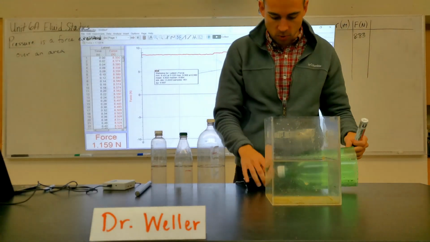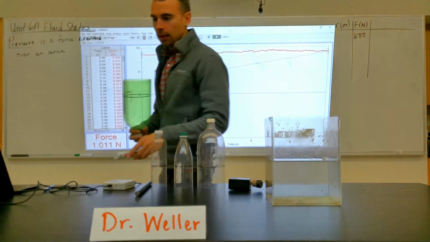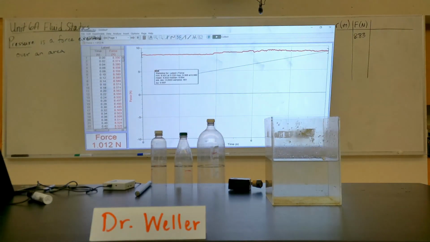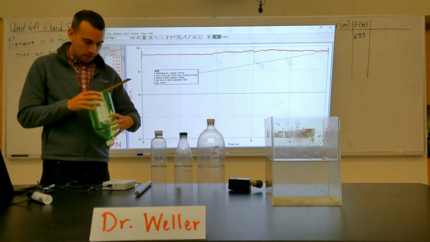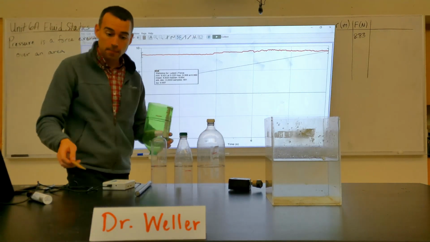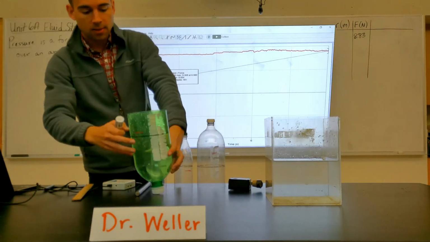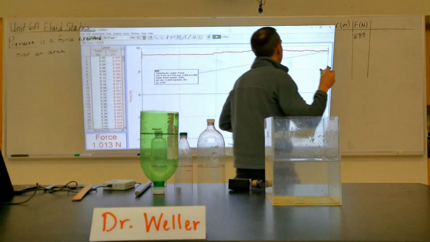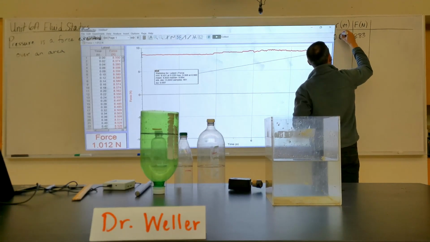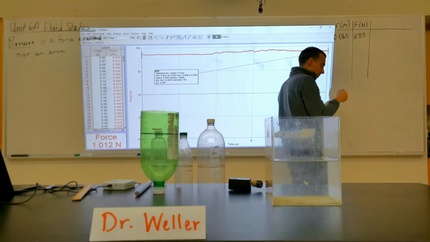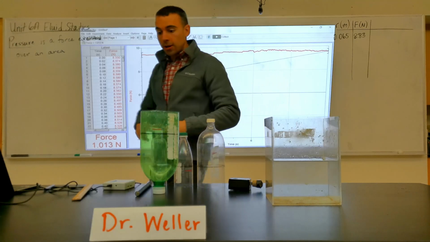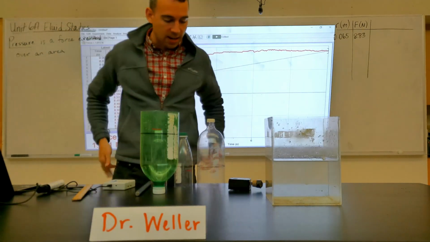And for this first one, the radius of our buoy, I'm going to measure the diameter. It's about 13 centimeters in diameter, which means that the radius is 0.065 meters.